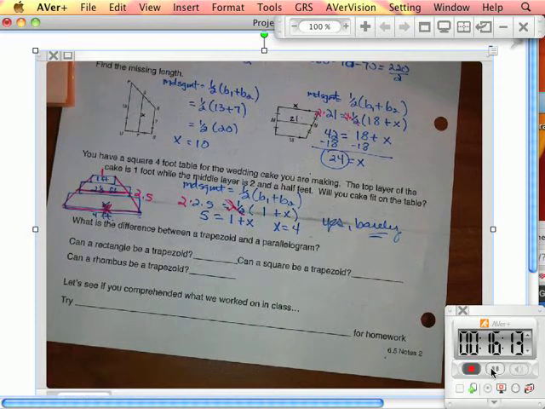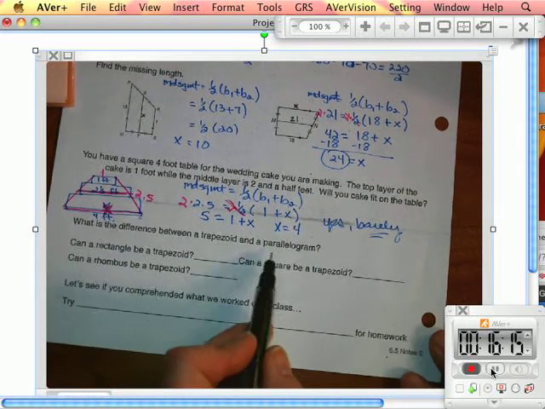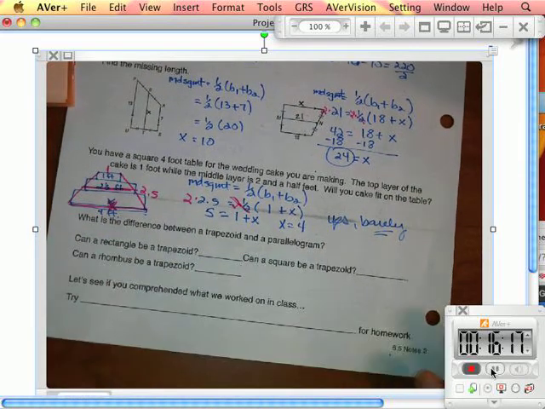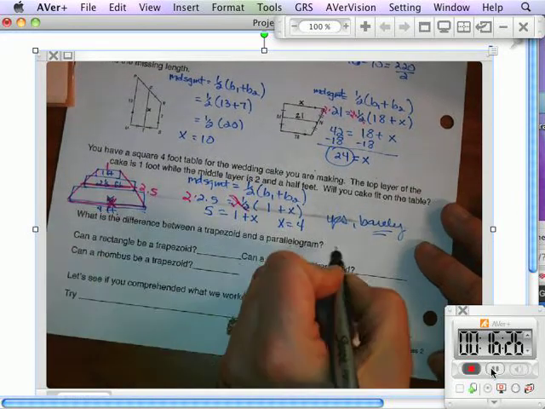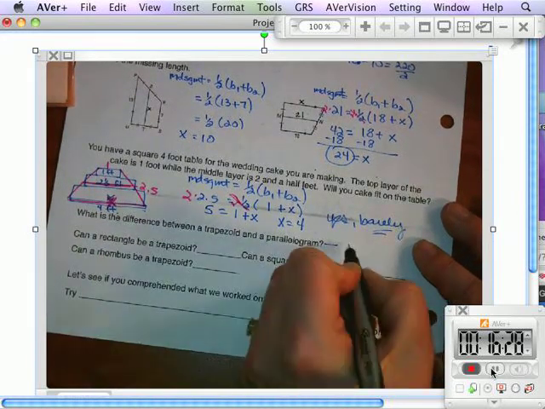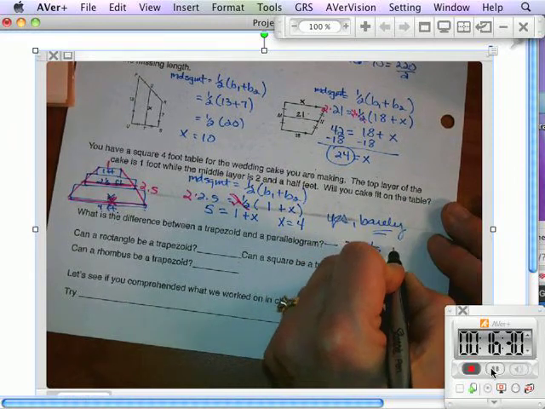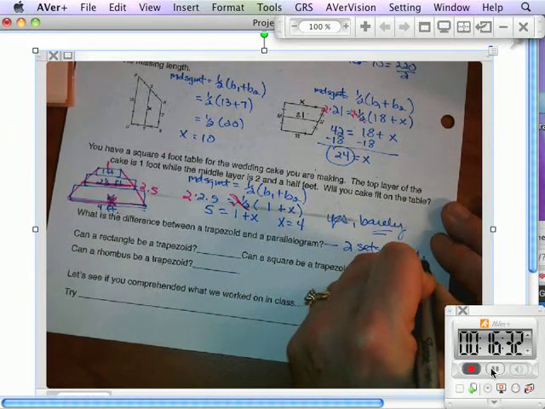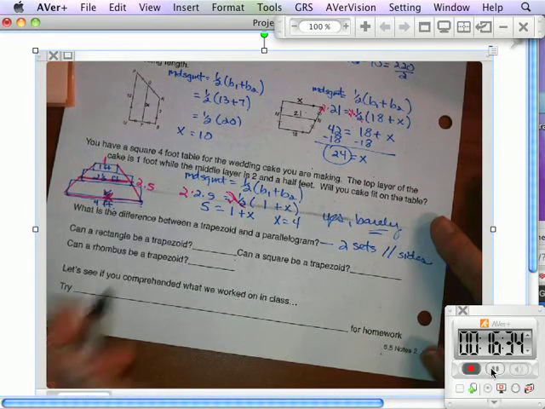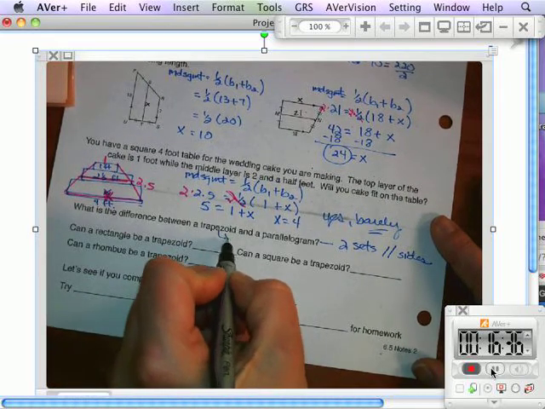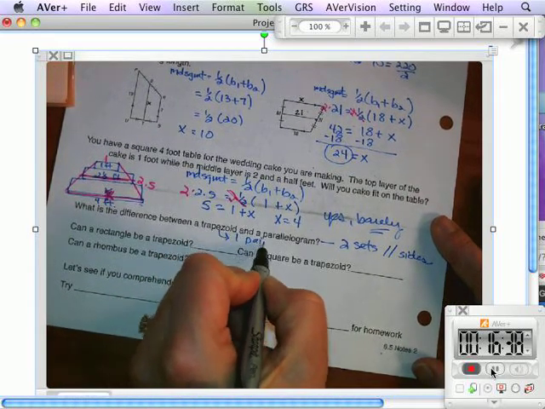Right? What's the difference between a trapezoid and a parallelogram? Can somebody tell me? Difference between a trapezoid and a parallelogram. Lily, what do you think? All right. She says a parallelogram has 2 sets of parallel sides, and that is true. A trapezoid only has 1 pair of parallel sides.